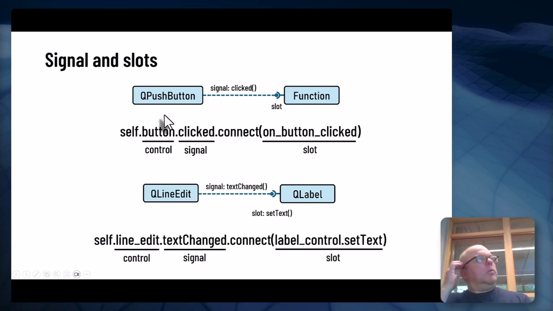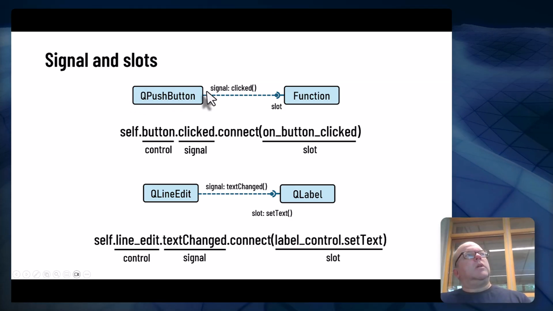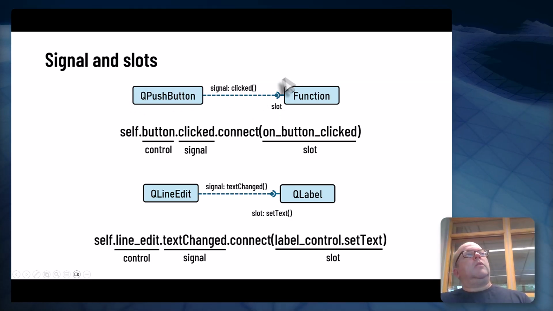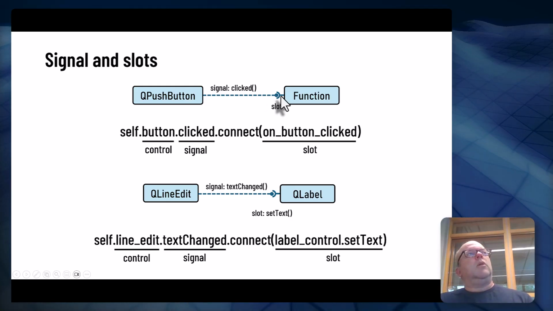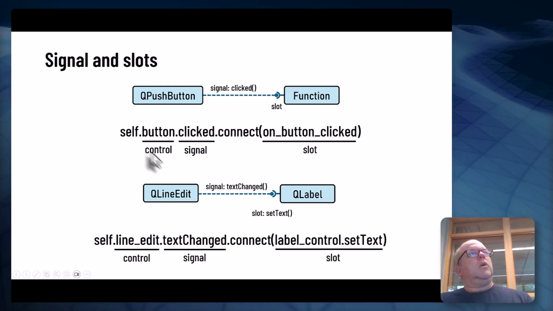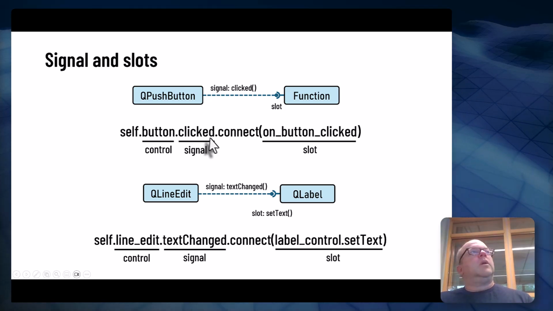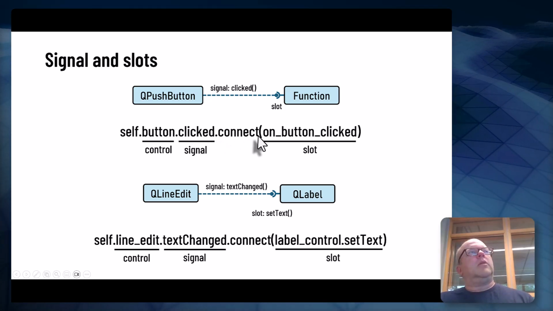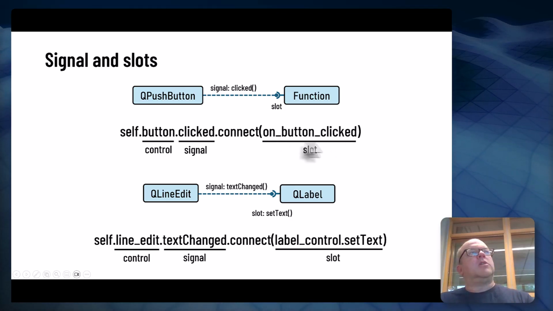Just for more explanation, you have the object here. It has a clicked signal, that is this one here. And then the function acts as a slot where you connect this signal to. So the control is the first part here. It has a signal property. And that signal property you can connect to a button function, for example, like this. So this is a slot.